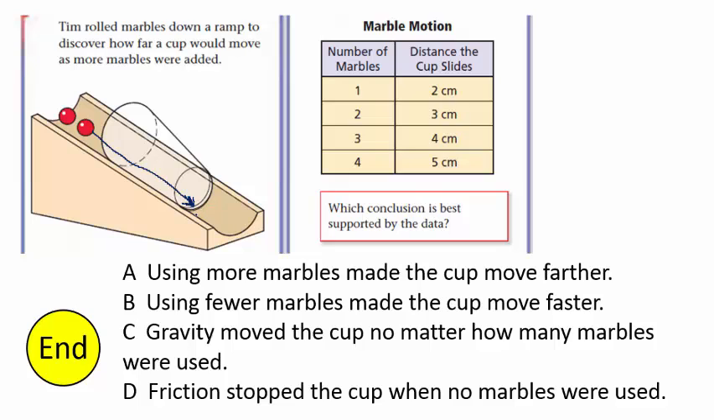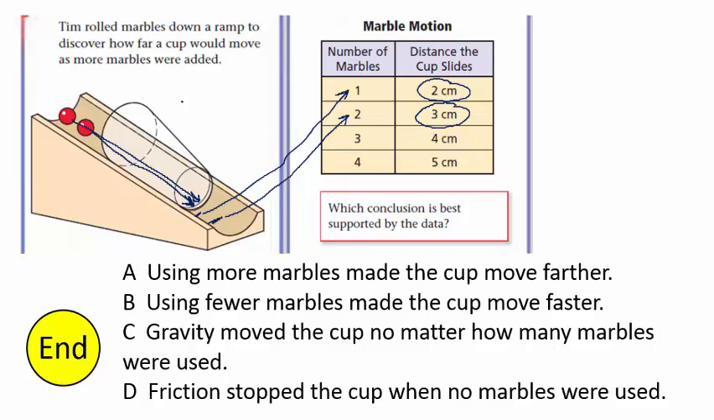Well, the cup is going to move. How far does it move? Well, the data table tells us here. If we put one marble in, it looks like it moved about 2 centimeters. And your prediction is if I rolled another marble at the same time and they both hit the bottom, it should move farther. And in fact, the data here backs that up. It has moved 3 centimeters with 2 marbles.